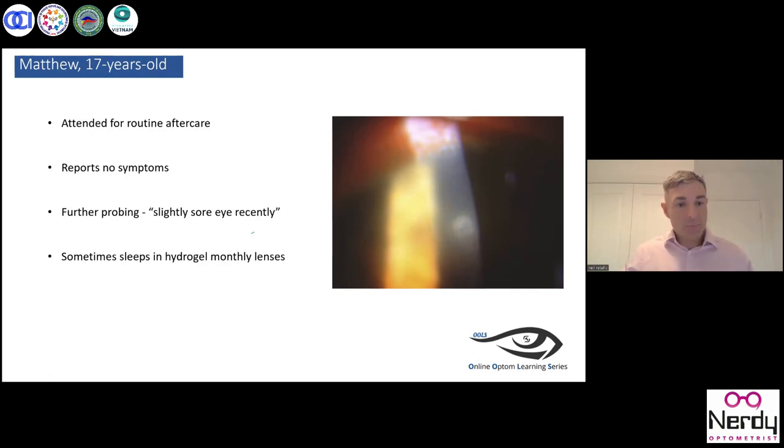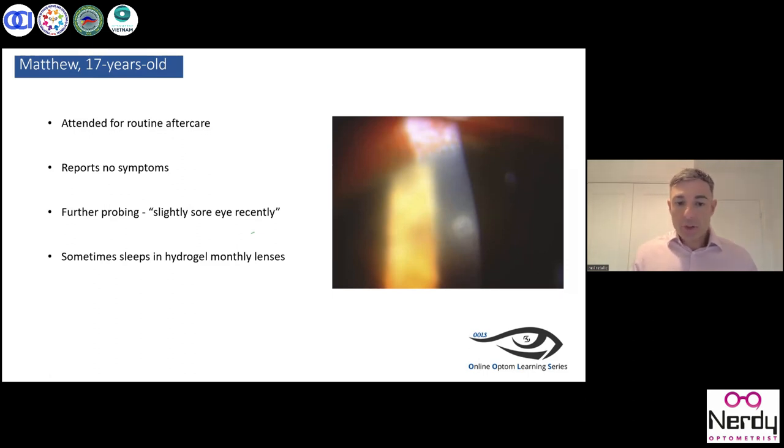And if there is any doubt, you may still consider getting a specialist to look at it or bringing them back the next day to ensure. What you'd find with a peripheral ulcer is that if you take the lens out, it should start to resolve and shouldn't necessarily progress. So if it's progressive, then it is likely to be of an infectious nature.